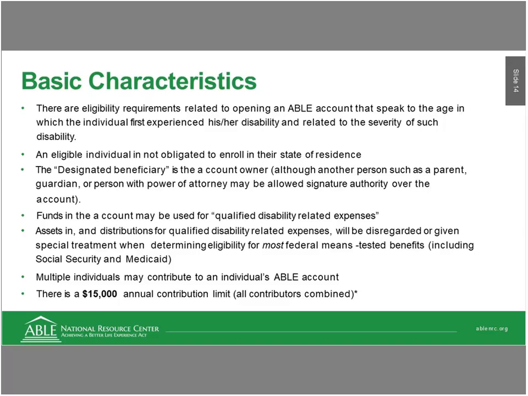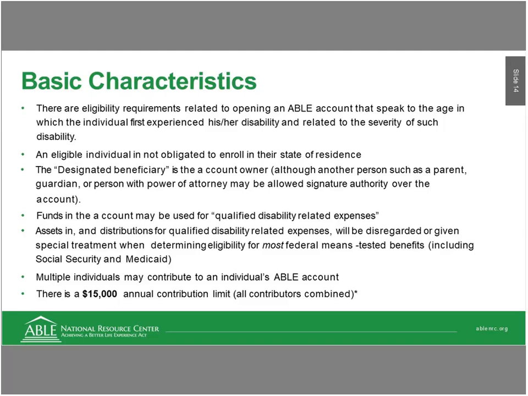Also, funds in an ABLE account may be used for what's called qualified disability-related expenses, and we'll talk about what those expenses are and what the definition of that term is in a few slides as well. Additionally, assets in and distributions for qualified disability-related expenses will be disregarded or given special treatment when determining eligibility for most federal means-tested benefits, including Social Security benefits and Medicaid. And you'll notice that I use the term most federal means-tested benefits as opposed to all, because there is one exception, and we'll talk about that as well.